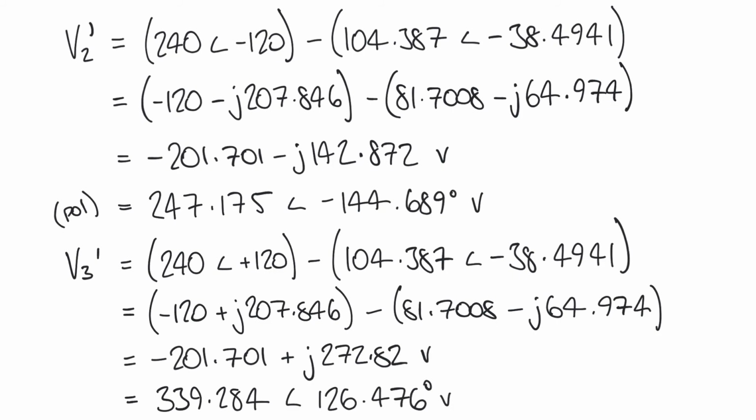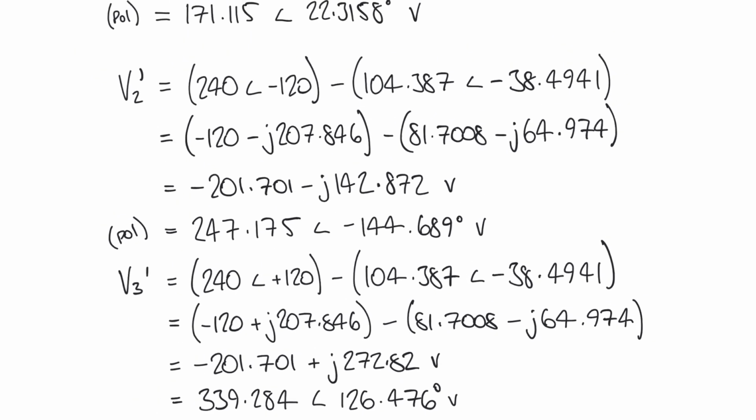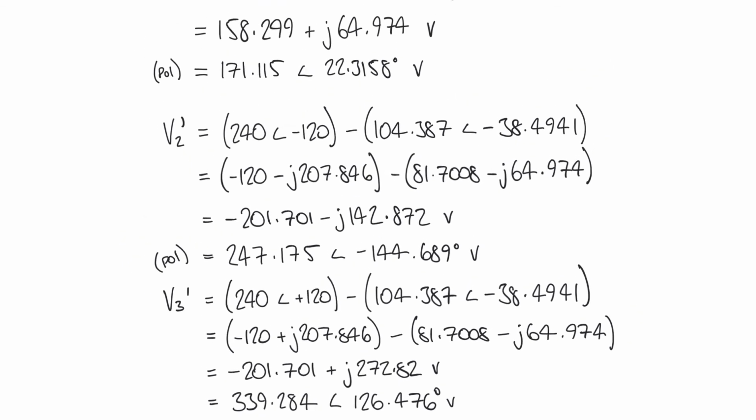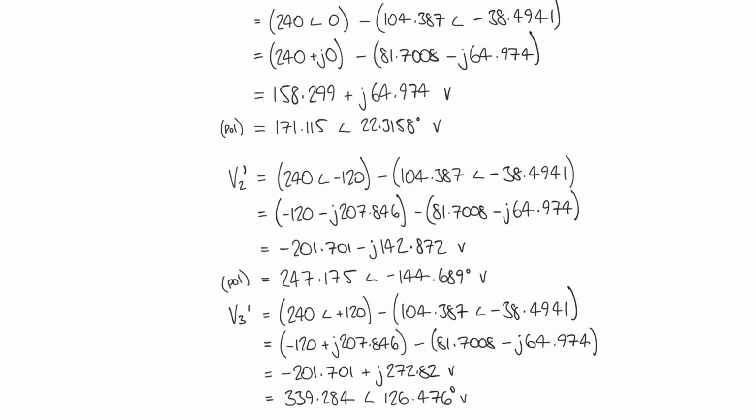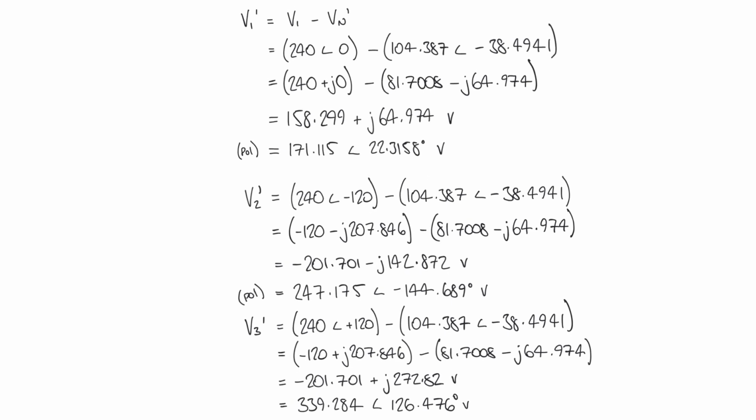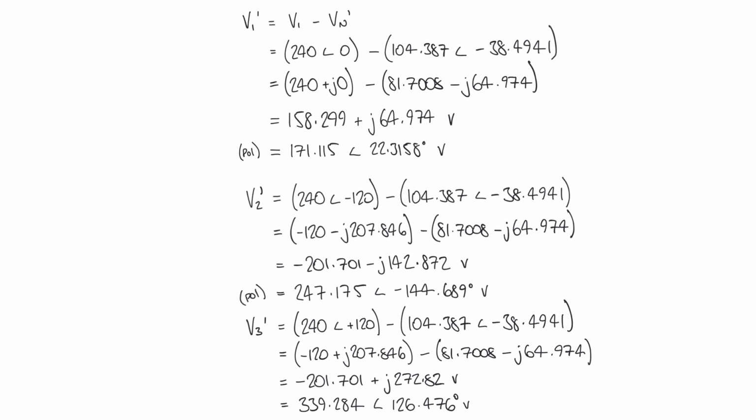Now that we've calculated the voltage across each phase, these are the voltages that would be measured across each of those impedances of the load. Let's take a quick moment to notice the magnitudes of these voltages. Let's look at V3 dash in particular, because it reaches as high as 339 volts. Now remember that the supplied phase voltage, which we intended, was only 240 volts on each phase.